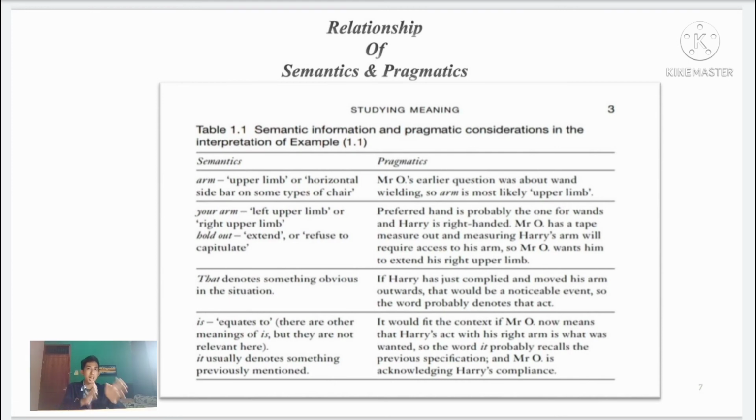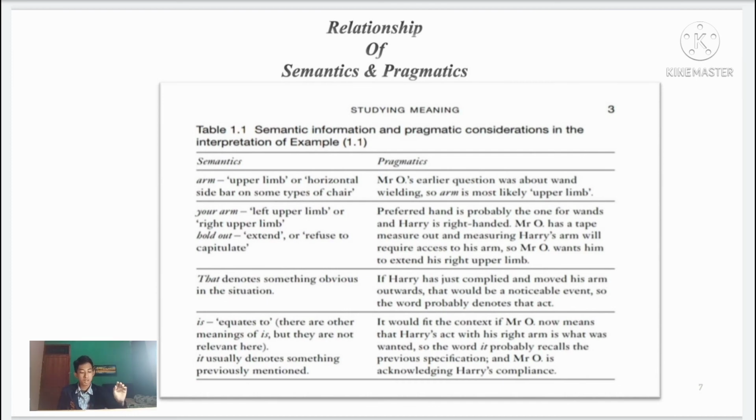Jadi ada perbedaannya antara kalau satu kata dibawa ke semantic and pragmatic, dia bakal different karena tergantung konteks pembicaranya. Kalau semantic itu hanya mau explain satu, kalau pragmatic mengexplain satu kata tergantung based on how you turn the sentence. And the last one is "it". There are other meanings of it, but they are not relevant here. It usually denotes something previously mentioned. It would fit the context.